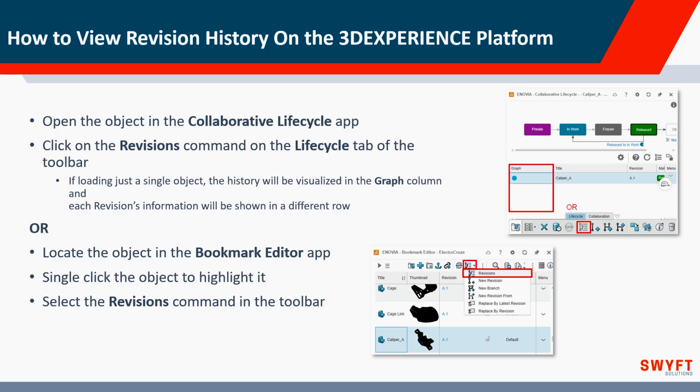And then in the browser, there's a couple of different places that you can go. Just opening it in the Collaborative Lifecycle app inherently shows that history, and you can see when new revisions were created and at which state they're each at. And then you can, of course, also in Bookmark Editor, select the revisions command.